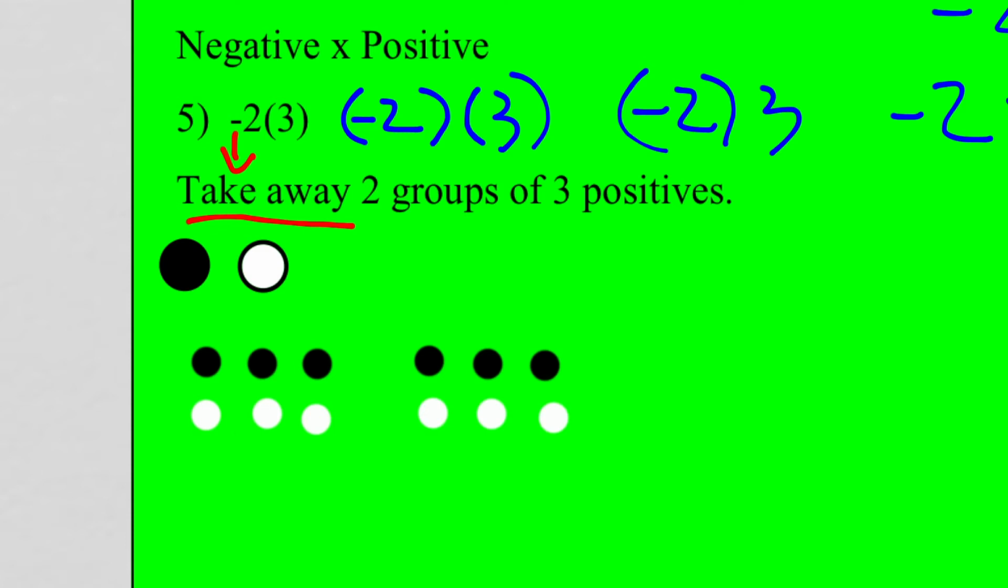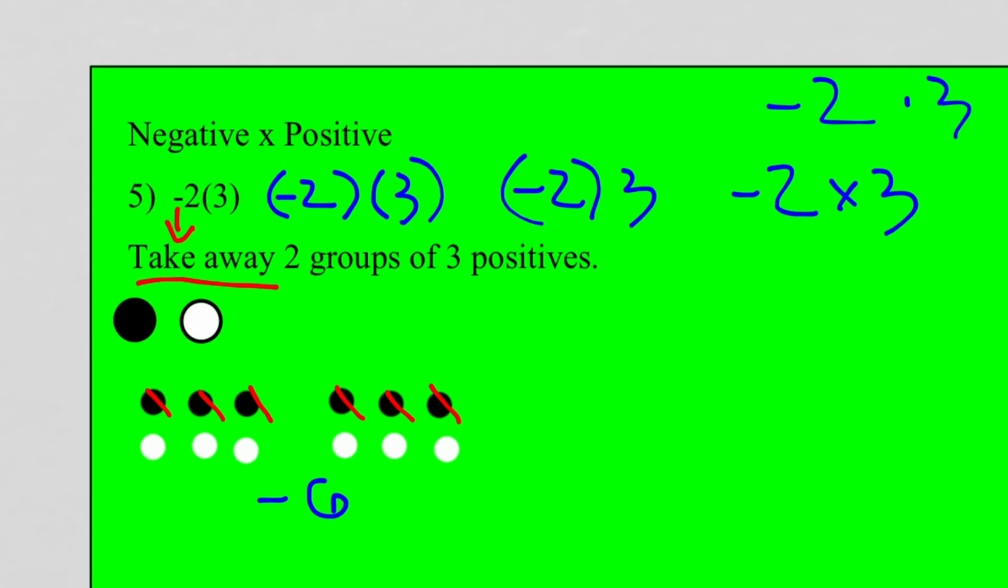So I haven't actually added 2 groups of 3 positives. And now I can do exactly what the question says. I can take away 2 groups of 3 positives. Take them away. And what am I left with? I have 6 white ones left for negative 6. So a negative times a positive is equal to a negative.